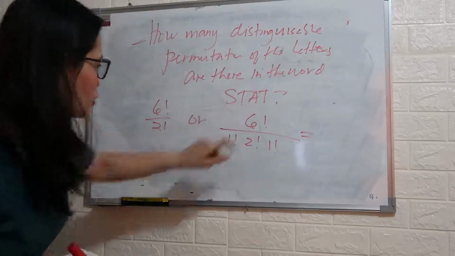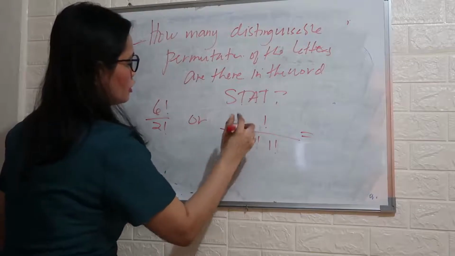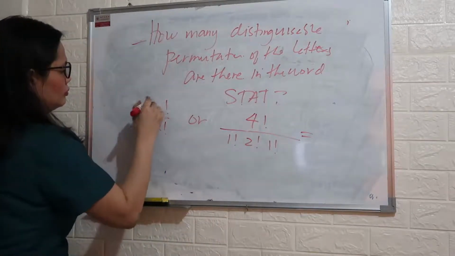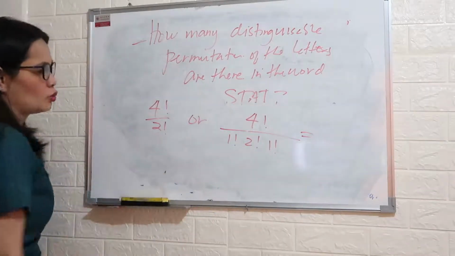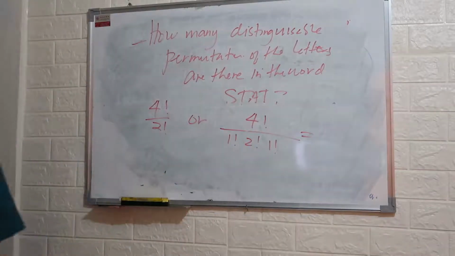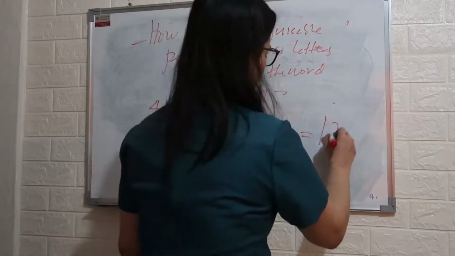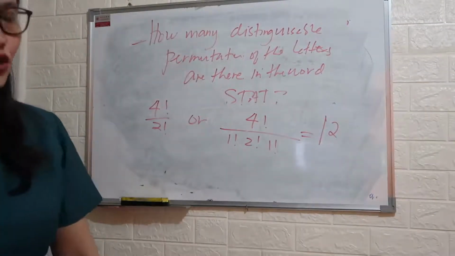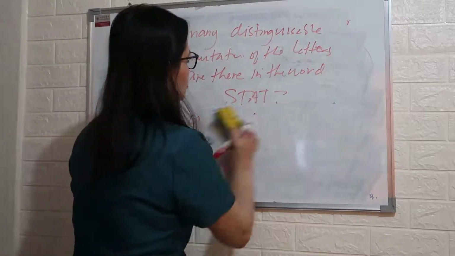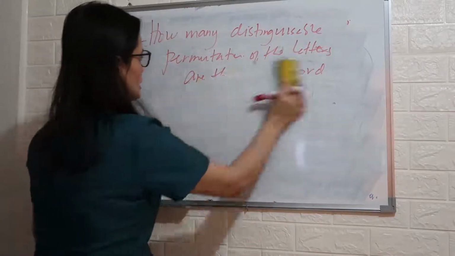1, 2, 3, 4. So there are 4 letters. So what will be the answer? 12. Okay, so there are 12. Okay, so first you need to count the number of letters. So there are 12 distinguishable ways. Okay, next.